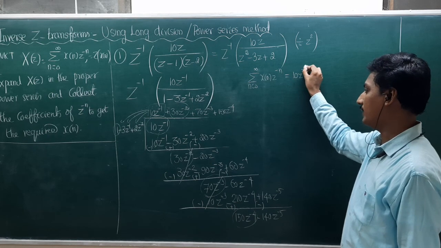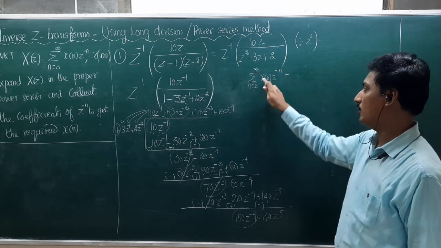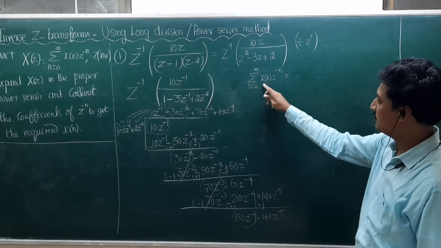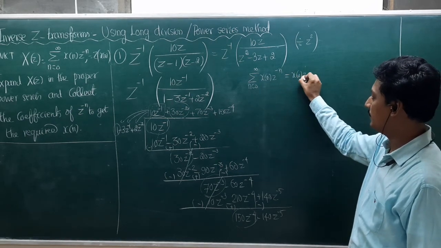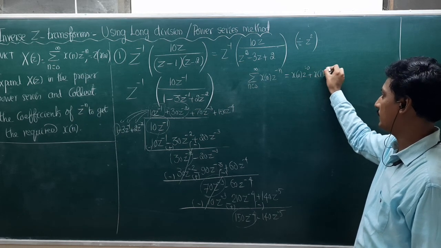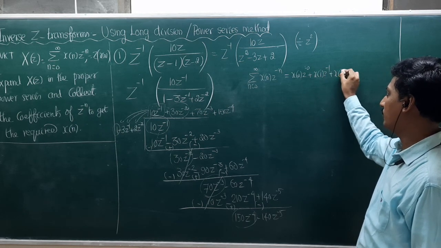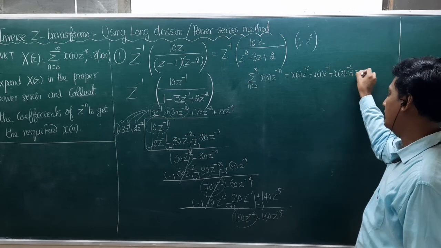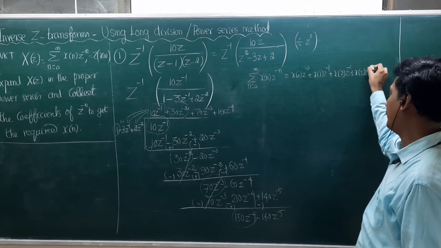10 z power minus 1. Putting n equal to 0, what will we get? We get x of 0 into z power minus 0. Putting n equal to 1, we get x of 1 z power minus 1. Putting n equal to 2, we get x of 2 z power minus 2. Substituting n equal to 3, we get x of 3 z power minus 3.